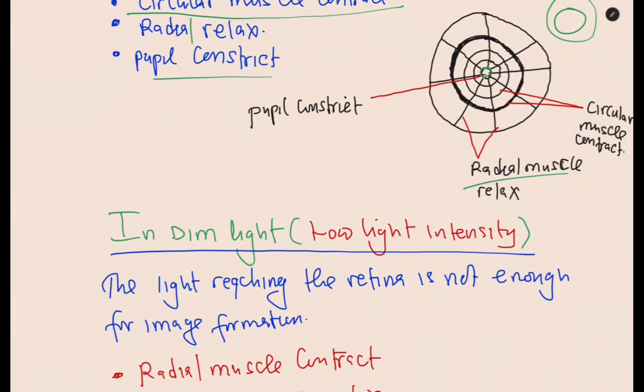So when there's low light intensity, for you to see clearly, you need more light to enter your eye. And in this case, to allow more light to enter, the pupil increases or widens in size. So look at this. The light reaching the retina is not enough for image formation. So the pupil responds by widening in size so that more light can enter, so that you can see clearly.